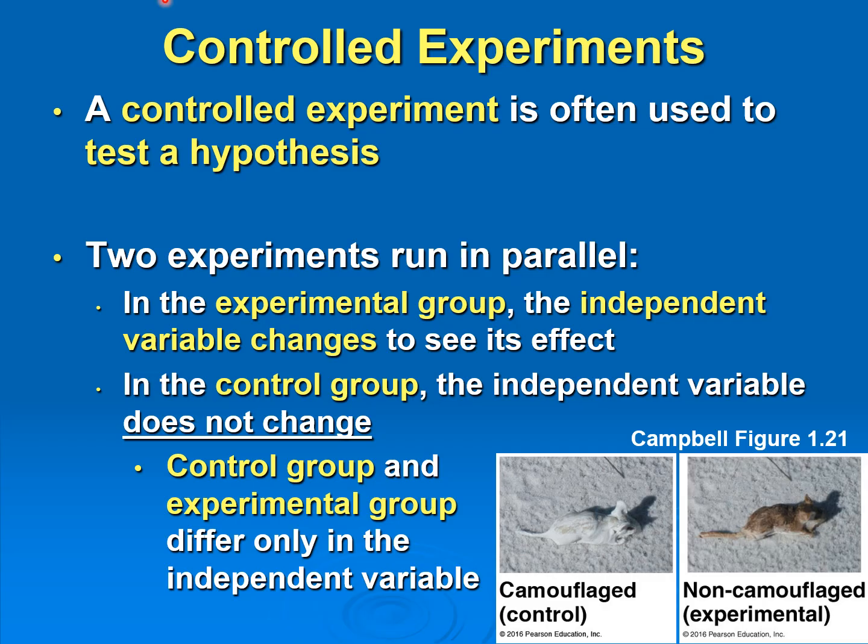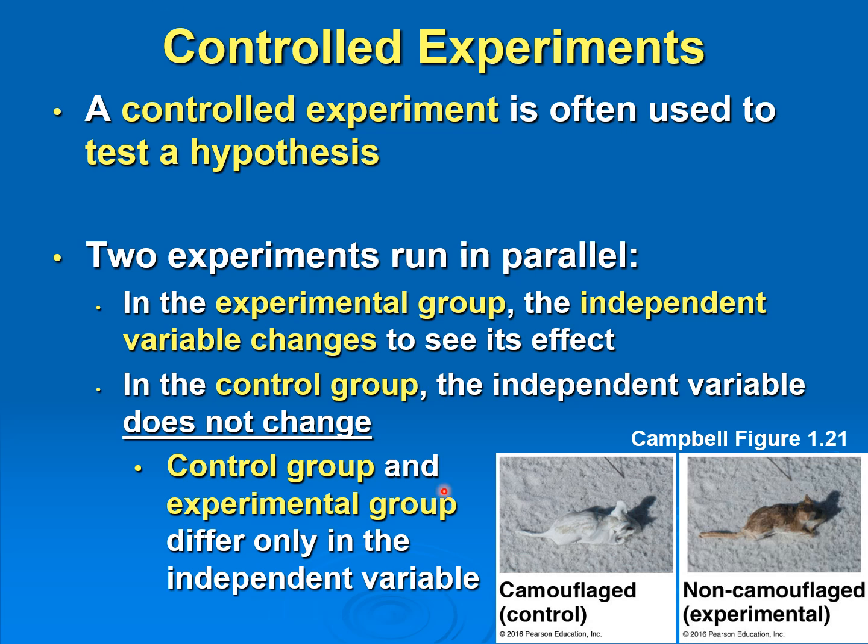Okay, and a lot of times we're going to be using these controlled experiments to test our hypothesis. And what this basically is, we're just going to run 2 experiments in parallel. So we'll have an experimental group and a control group. And the only difference between these 2 groups is that in the experimental group, we're going to change the independent variable to see what effect it will have on that experimental group. And then in the control group, the independent variable will not change.